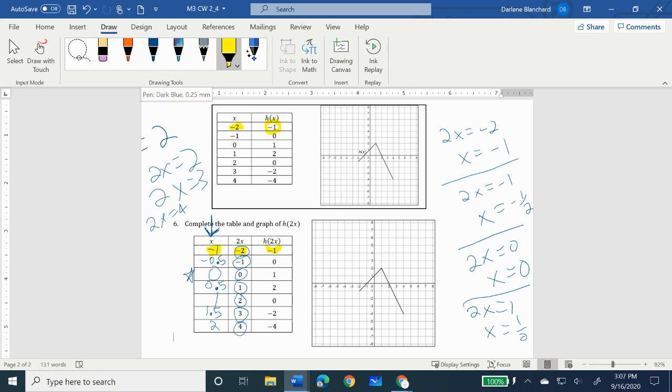So I'm going to plot that point. When x is -1, the value of H of 2x is -1. And I'm plotting that point.